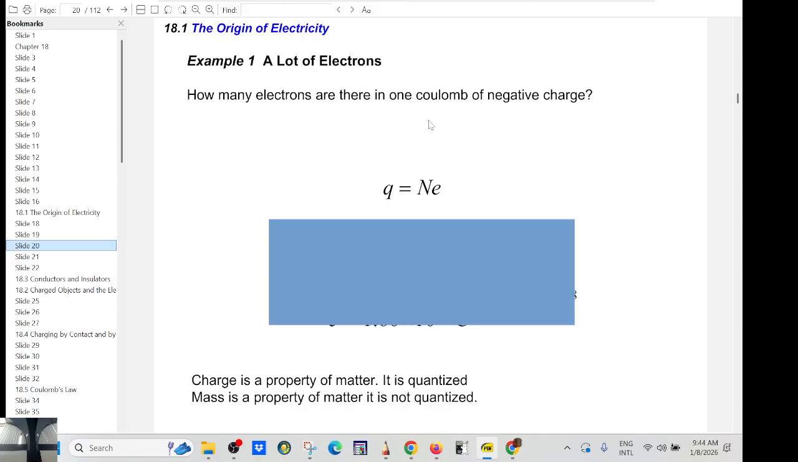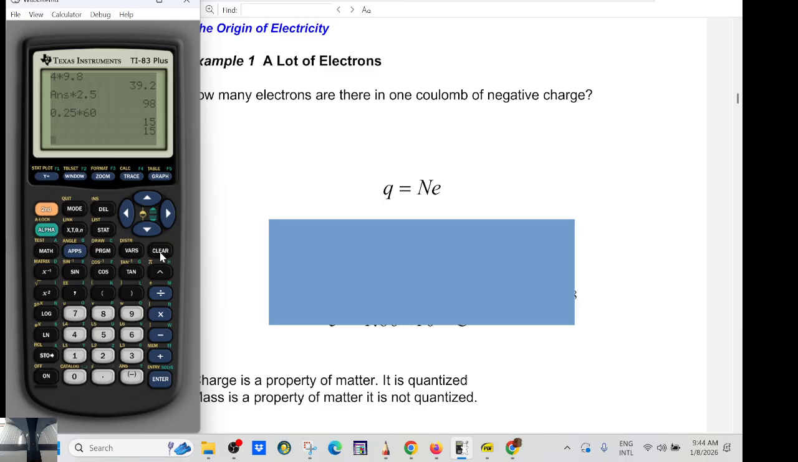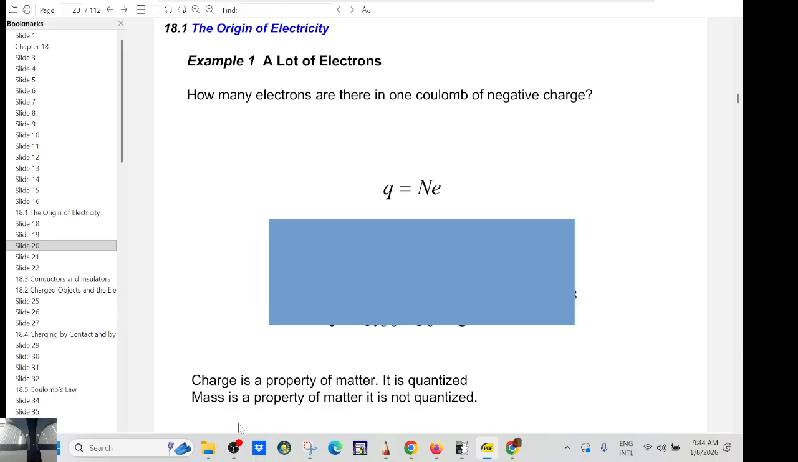Okay, so try this one for 1 coulomb. How many electrons for 1 coulomb? Same question for 1 coulomb, right? So it's 1 divided by, open the parenthesis, 1.6 times 10 to the negative 19. So 6.25 times 10 to the 18. Did you get that? Okay, good. Charge is a property of matter and it's quantized. Mass is a property of matter, but it's not quantized.